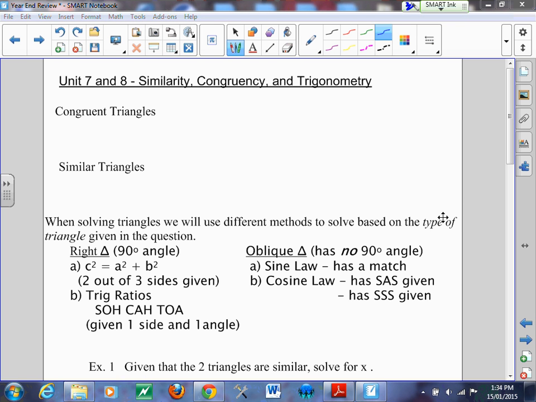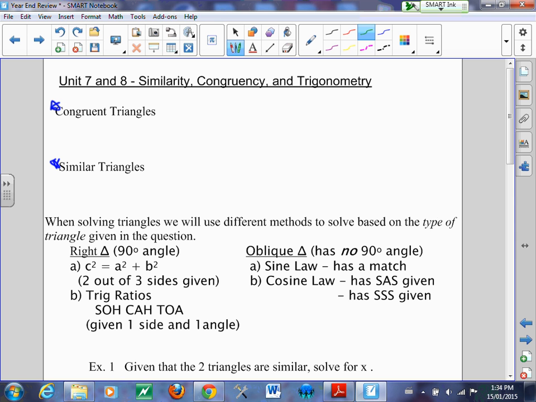All right, so ladies and gentlemen, we have to remember for our last one that it's Unit 7 and 8. Unit 7 dealt with congruent and similar triangles that we're going to take a look at here. And then we spent most of the time on trigonometry, which is dealing with solving angles and side lengths in triangles that were both right angle triangles and oblique triangles. First thing we want to do is let's discuss congruent triangles and similar triangles.